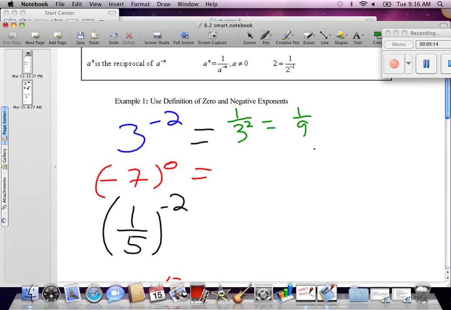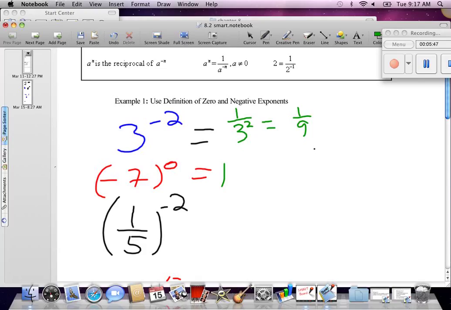Okay? You guys have questions about what I did? Yeah. It has to be over because we flipped it. We made it into its reciprocal. So it is not 9, it's 1/9. Good. Okay. What's anything to the 0 power? 1. There you go. Anything except for 0. That should be the easiest one you ever get.